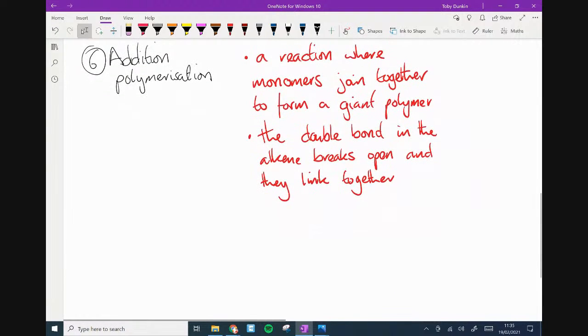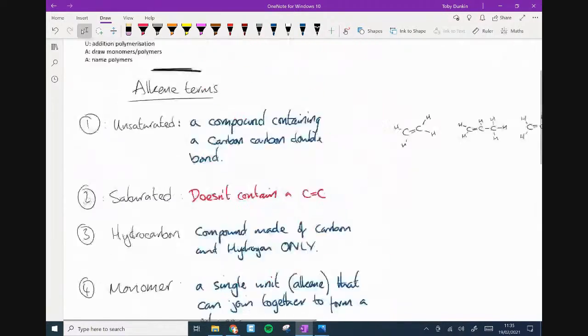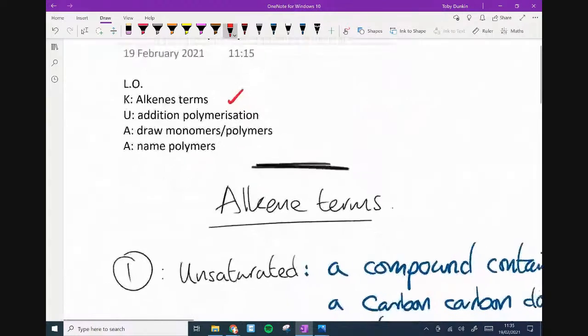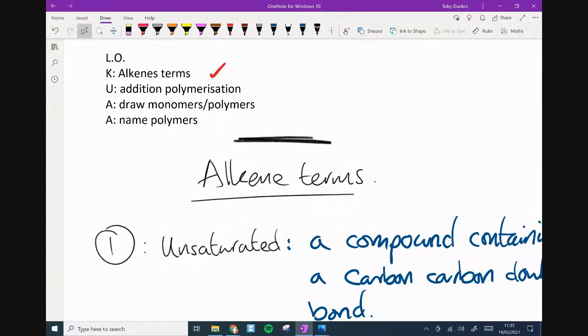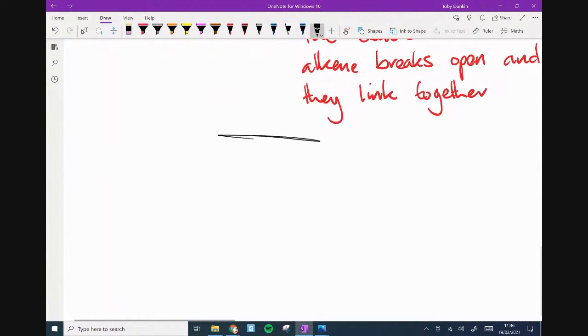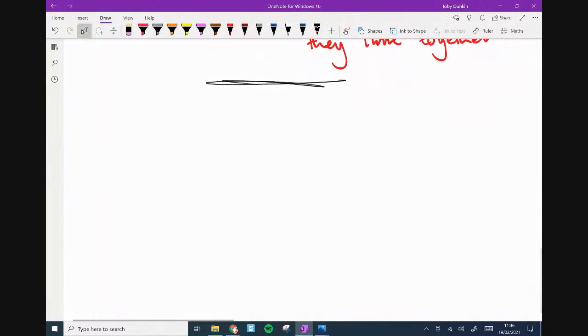We can also, of course, draw pictures for all this, which is now coming. So we're at the end of our terms. Tick, tick, tick, tick, tick. Amazing. I love the fact that my last definition was addition polymerization, and now we can draw a picture of it. Right, so let's keep this super easy. Let's start off simple.